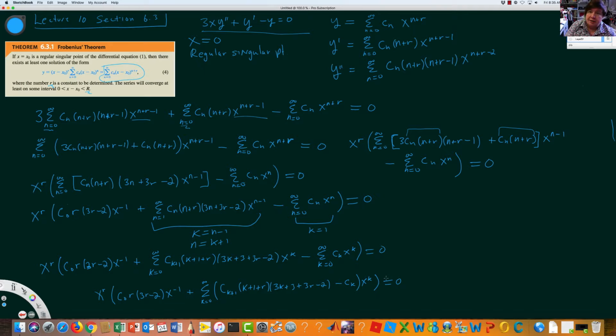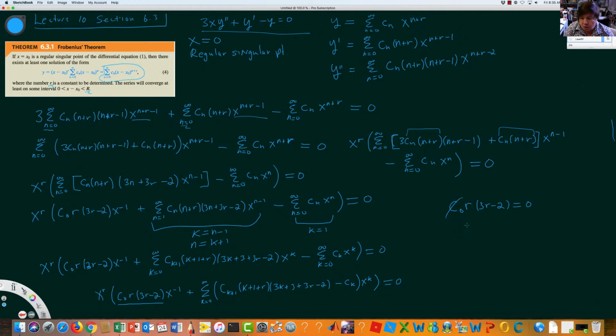Now again, we have our identity property, remember, that says that if you have terms that are linearly independent from each other, and all those terms add up to 0, then each of the coefficients of those terms, the x to the k, the x to the minus 1, and of course there's an extra r out here, are 0 themselves. What does that give us? Well, first of all, it gives us this guy is 0. So we have c0 r times 3r minus 2 equals 0, and I can just get rid of that c0.